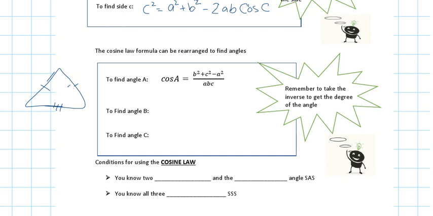And this formula comes from rearranging this formula. There is a mistake here. It should say 2bc, not abc. So please fix that.